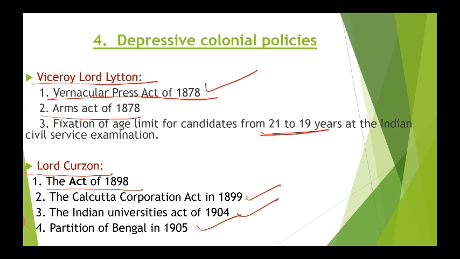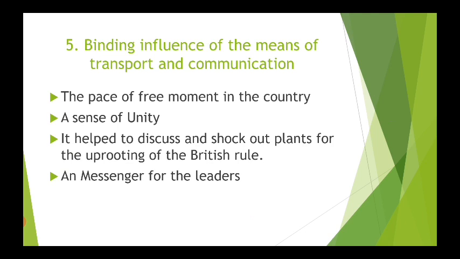Next one is the binding influence of the means of transport and communication. We know that transport like railways was introduced, and communication, the telegraph, was established. But Indians thought that these were to punish them if they did not convert to Christianity. But it really helped the growth of nationalism. How? The improvements in the means of transport and communication quickened the pace of free movement in the country. For example, if somebody was planning something against the British in East India, that message was transferred to West, North or South India with the telegraph or railway transportation. So it created a pace of free movement in the country. Anybody could send any kind of message to anybody, and everyone was aware of the British rule.